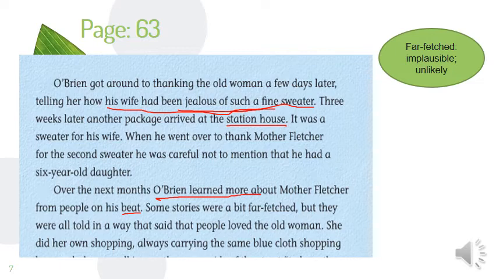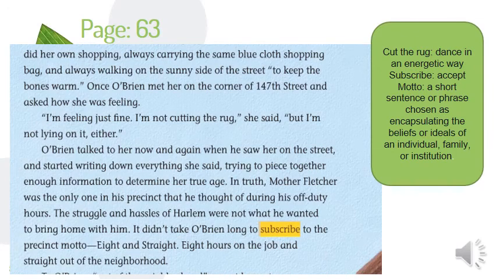Some stories were a bit far fetched. So the meaning of far fetched means implausible or unlikely to happen. It means they were so exaggerated. Okay, but they were all told in a way that said that people loved the old woman. She did her own shopping, always carrying the same blue cloth shopping bag, and always walking on the sunny side of the street. Why? Here, these quotation marks mean that this is what she says, to keep the bones warm.